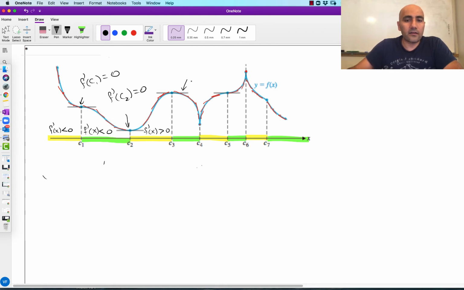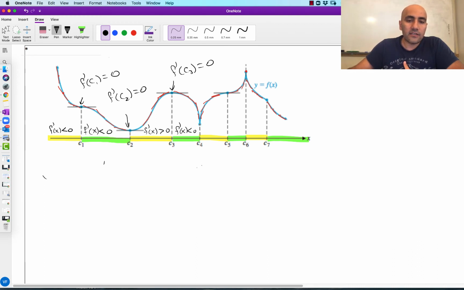Here, at this point, again we have that f prime of c sub 3 is equal to 0. We have a horizontal line. On this interval, from c sub 3 to c sub 4, we have that f prime of x is going to be negative. So the underlying function is decreasing.